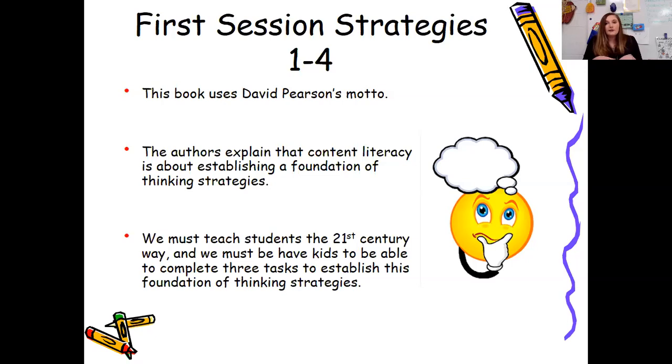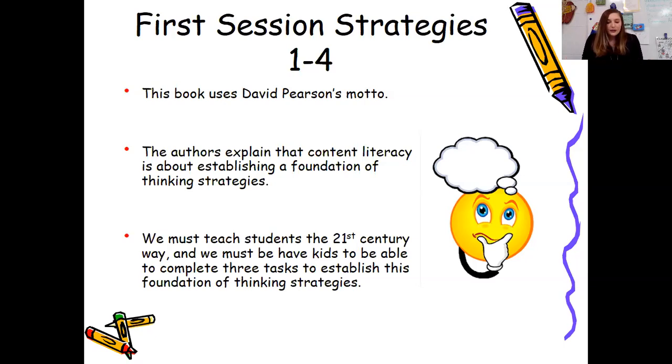Once our students know these thinking strategies, then it's our job to merge the content with them in these different content areas. So it's our job to make sure they know how to do these thinking strategies, and then they should be able to apply them across the curriculum. And then it says we must teach students the 21st century way, and we must have kids be able to complete 3 tasks to establish this foundation of thinking strategies.